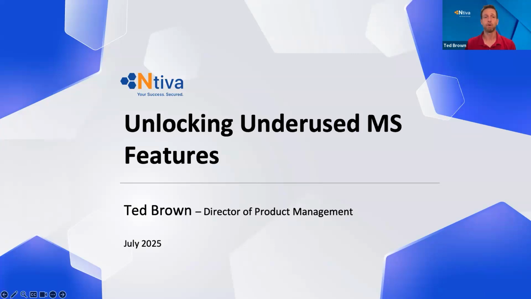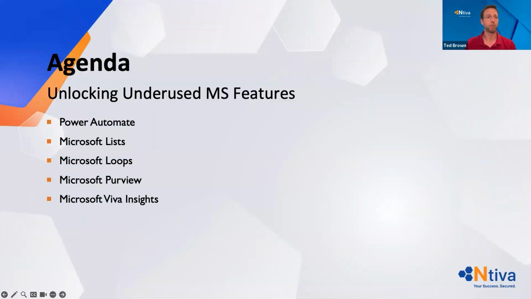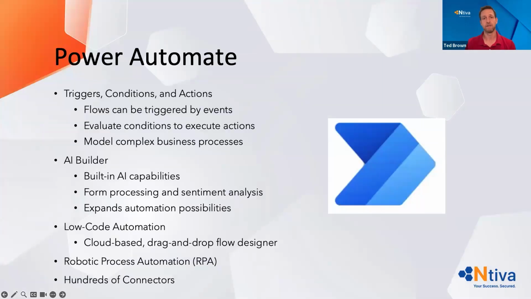Through key features, practical use cases, and best practice tips, we'll illustrate how these tools can drive efficiency, collaboration, governance, and productivity at no additional costs. All right, so as we said here, we're going to get into a little bit of tips and tricks for Power Automate, Microsoft Lists, Microsoft Loop, Microsoft Purview, and finally, Viva Insights.